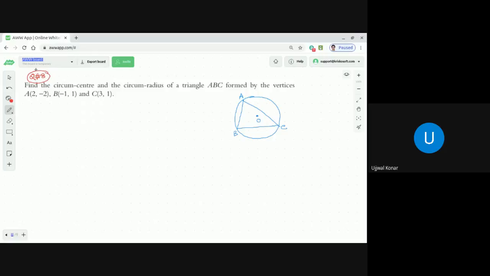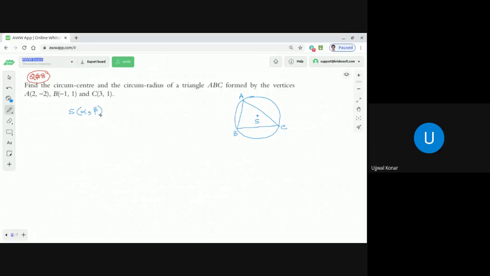So the approach is that we do not know the coordinates of the point O. Let me do one thing. Instead of writing it as O, let me write it as S. It is the circumcenter, the center of the circle, be S. So let's take the coordinates of S to be (alpha, beta).